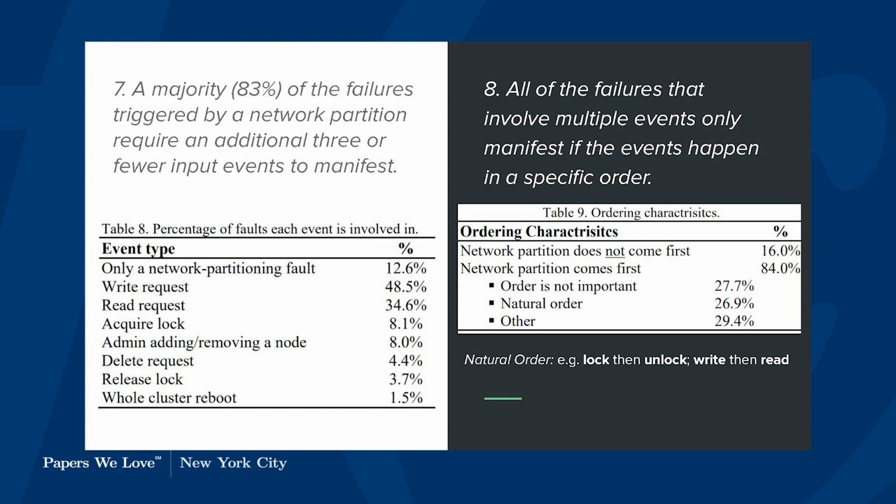Natural order meaning these are operations you would expect to perform if you were testing this yourself. Like if I want to lock a lock, odds are at some point I want to unlock that lock. Or if I at some point want to perform a write, odds are after that write, I want to perform a read to either see the aggregate results or confirm my write has persisted. These are things that you expect to happen. And if you follow these specific order of events, your network gets into a bad state if a network partition came first.